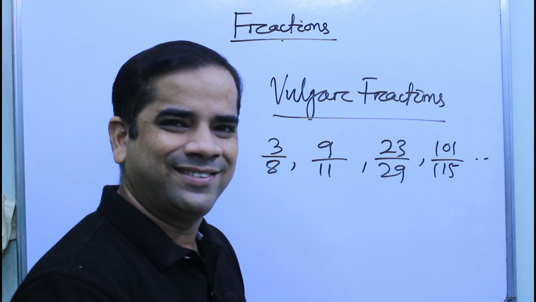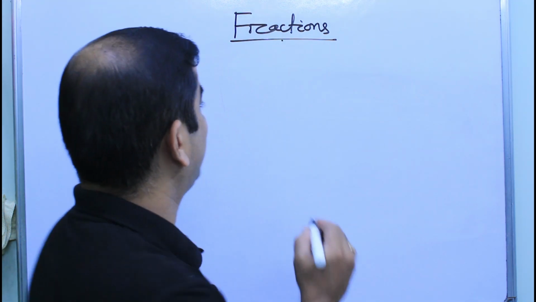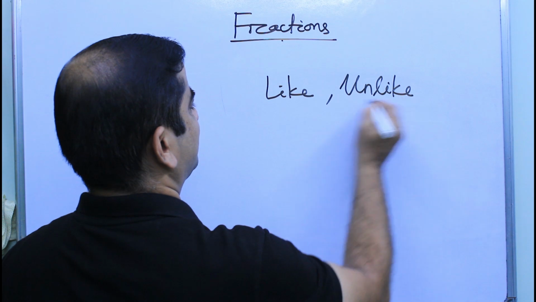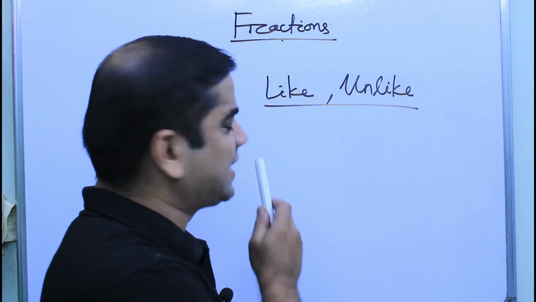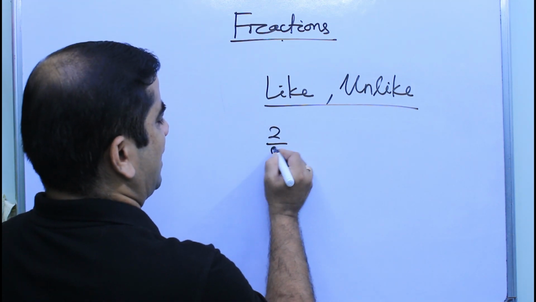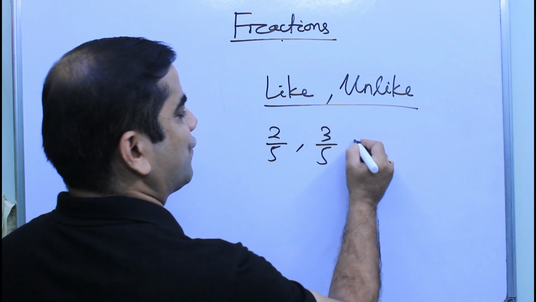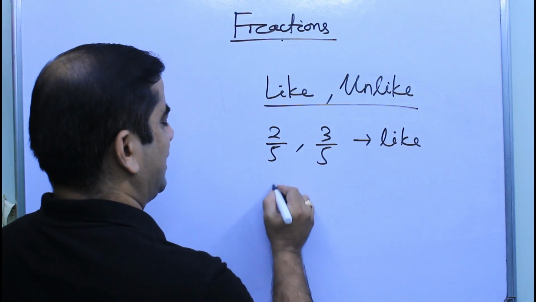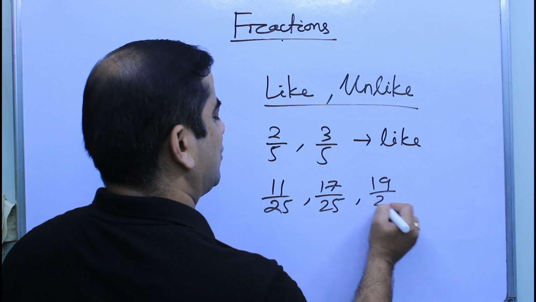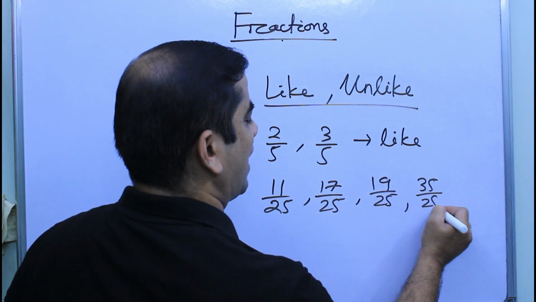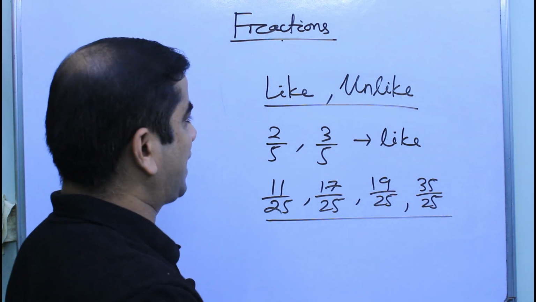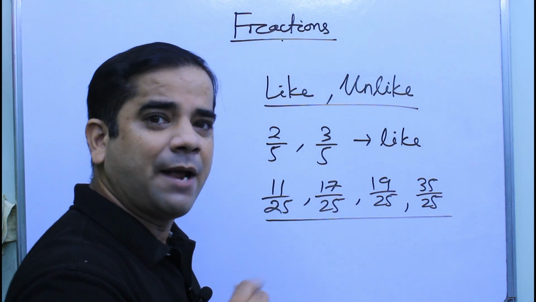Hope you understand. Students, let us now discuss like fractions and unlike fractions. Students, like fractions are the fractions which have the same denominator. For example, 2 by 5 and 3 by 5, they are called like fractions. Again, 11 by 25, 17 by 25, 19 by 25, 35 by 25. All these fractions are called like fractions because they have the same denominators. Okay, so the like fractions are the fractions which have the same denominator.